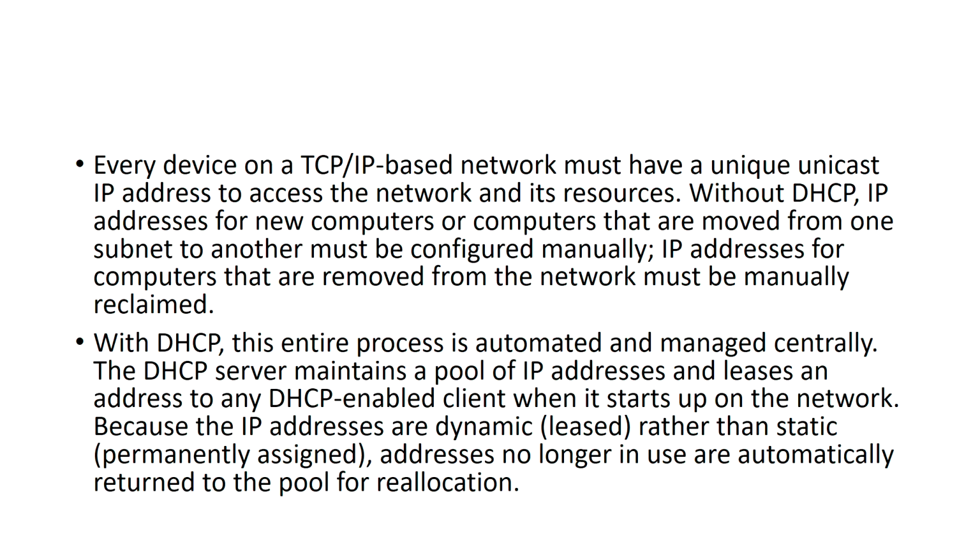But with DHCP, all this process is going to be automated and managed centrally. The DHCP server maintains a pool of IP addresses. For DHCP to work, we create what we call a scope. A scope basically is the range of IP addresses that you want the DHCP server to be giving out.